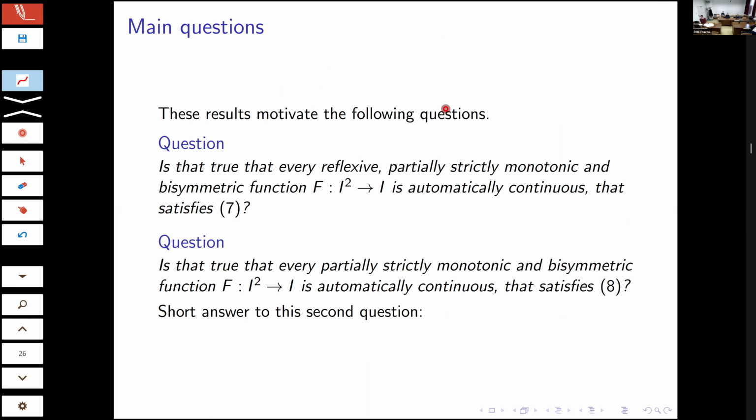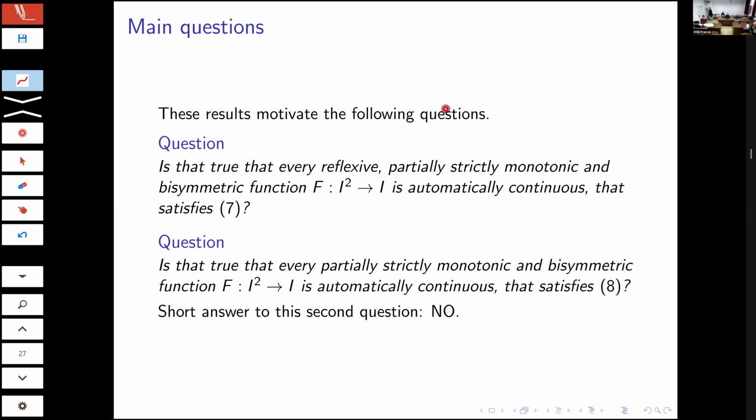Okay. So the question is: is it true that every reflexive, partially monotone and bisymmetric function f is automatically continuous and satisfies the weighted quasi-arithmetic mean expression? And the other one: is it true that every partially strictly monotone, bisymmetric function is automatically continuous? So this is much stronger than this one. And the short answer to the second question is no.